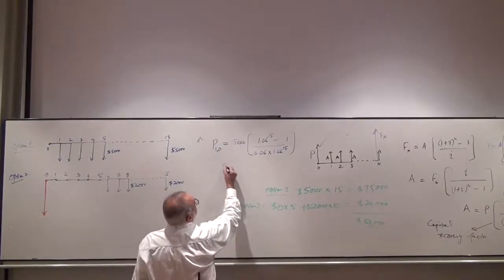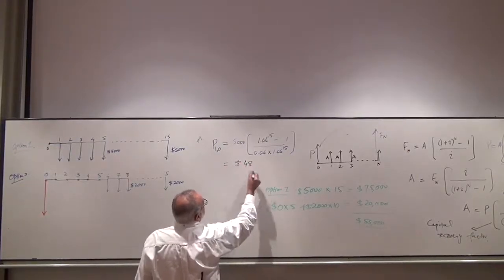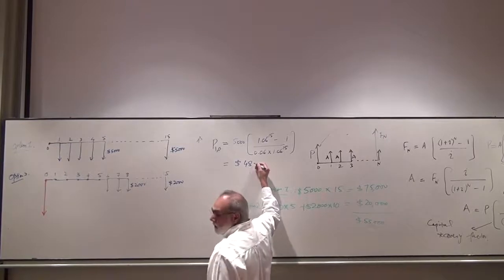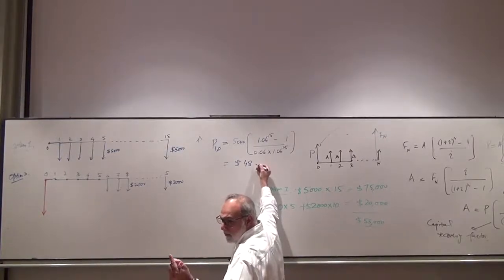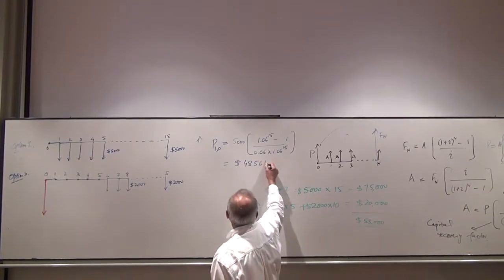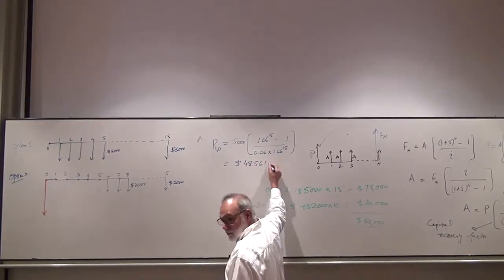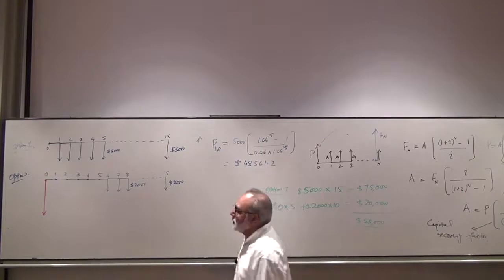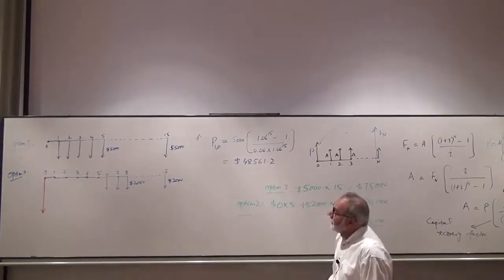Okay, so I will write down $48, please one digit by one digit, 48,561 and 0.2. Okay. So we can neglect 0.2 if you like.